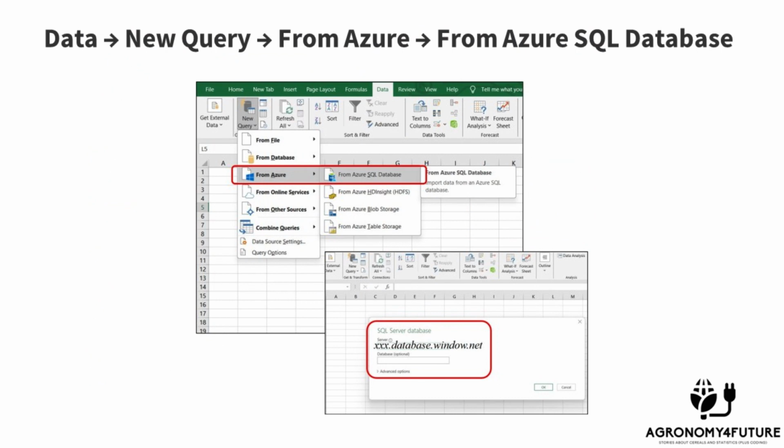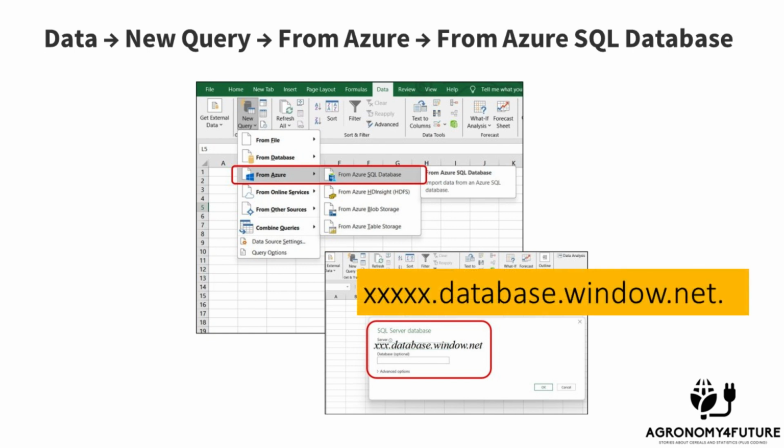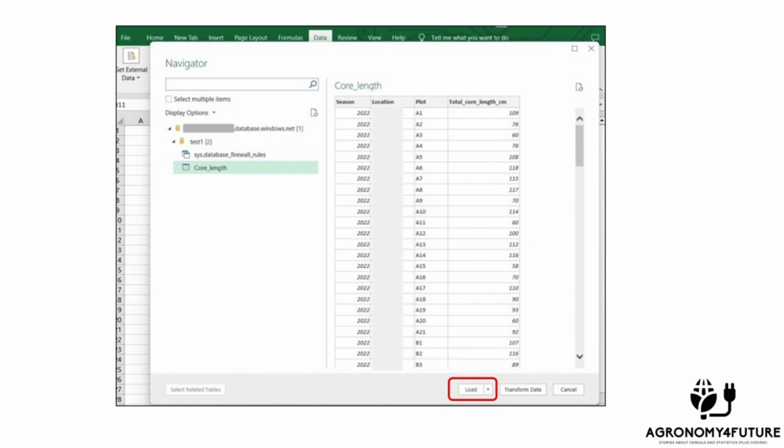In Excel, navigate to Data, then New Query from Azure SQL Database. Then, input your SQL Server database as follows. A window will pop up. Select the Database tab and enter your username and password. You will then see the Test1 database. When you click on Test1, you can access the data, core length, from the SQL Server.